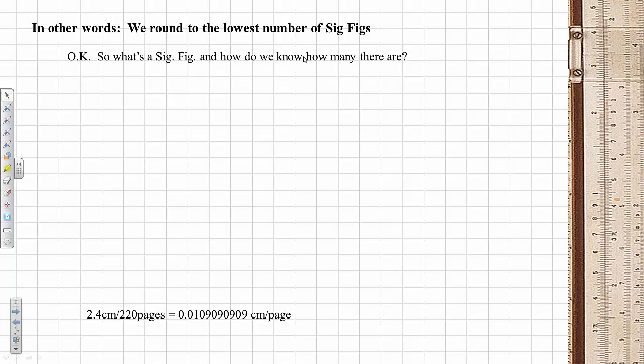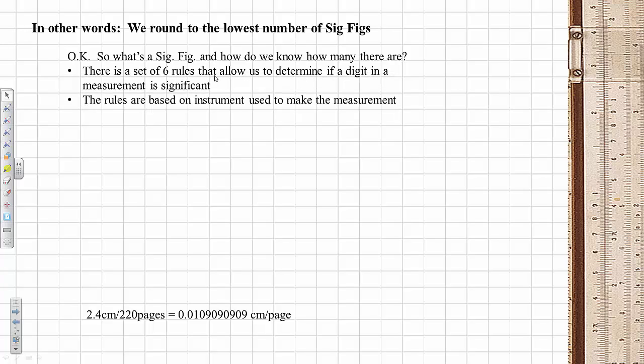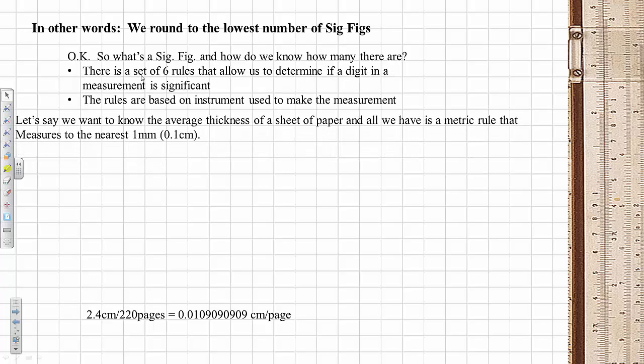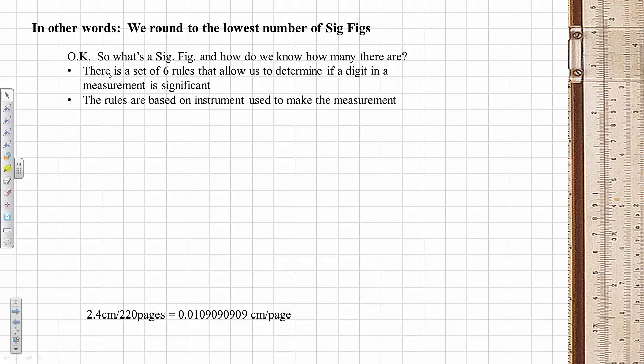What are these sig figs that you talk about? Right? What is a sig fig? How do we know how many there are? Well, there's a set of 6 rules. I'm going to go through each of the, whoops. Can I back up? There we go. There's a set of 6 rules that allow us to determine if a digit is significant or not.